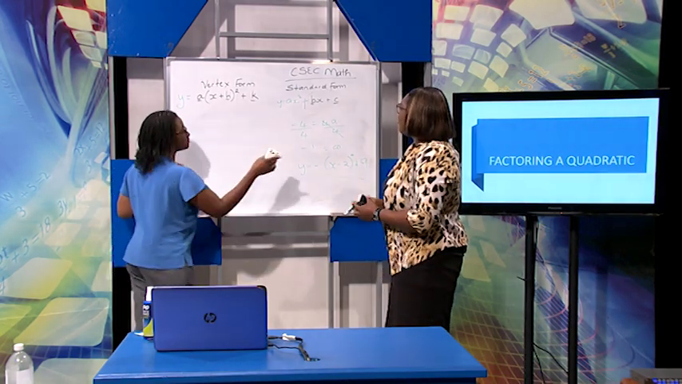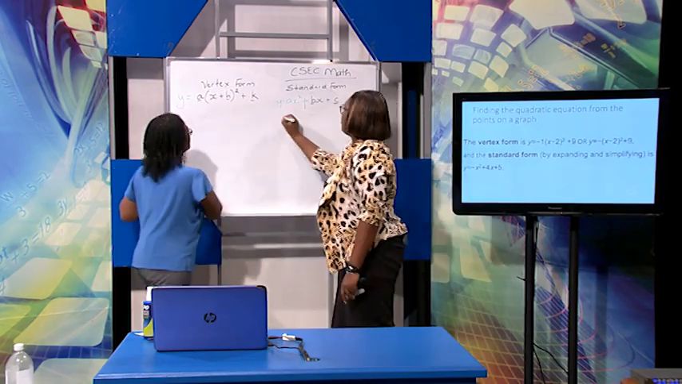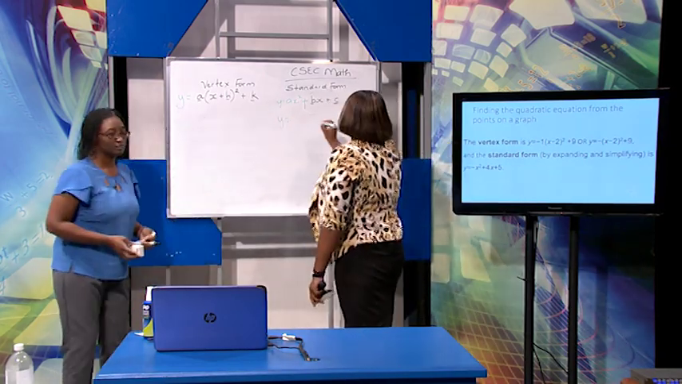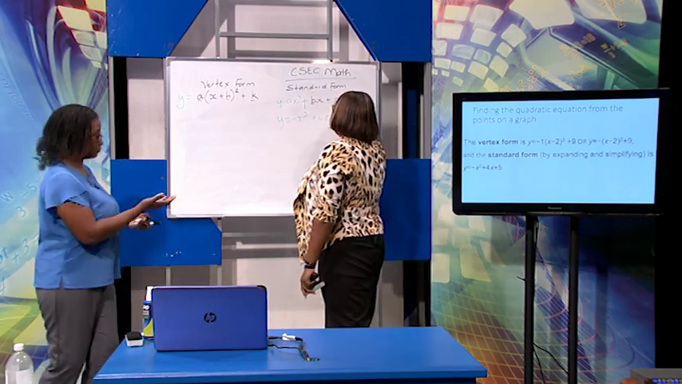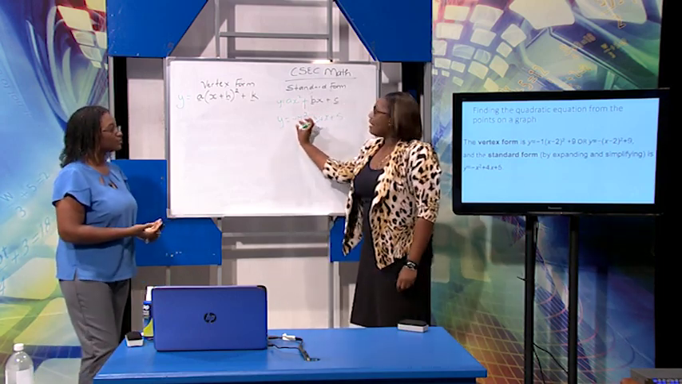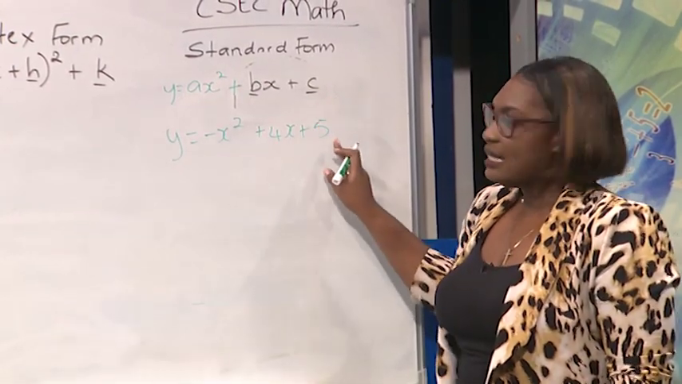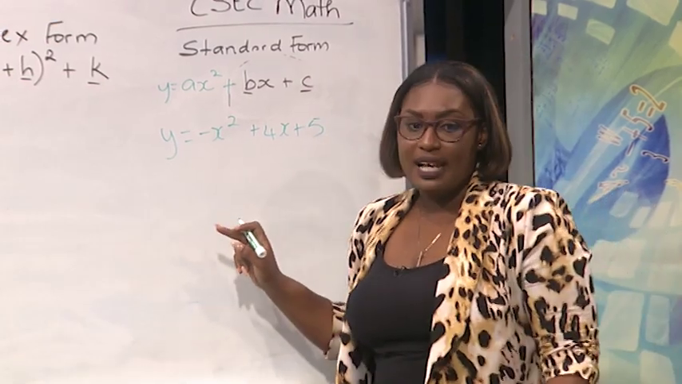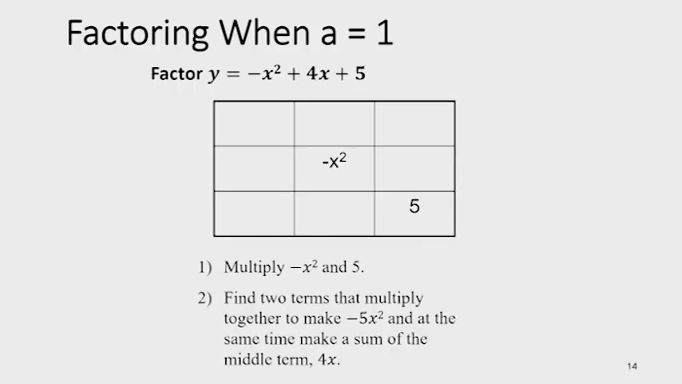So, in standard form, our equation is negative x squared plus 4x plus 5. As was mentioned before, a in this case is negative 1, b is 4, and c is 5. Now, let us go through how we would factorize this equation. We're going to use what is known as the grid method of factorization. So Brittany, let's look at our screen.